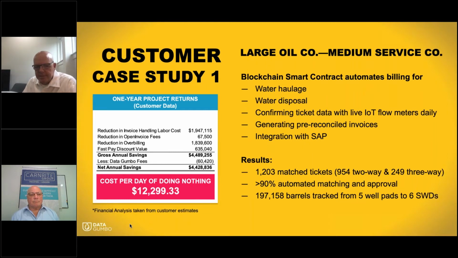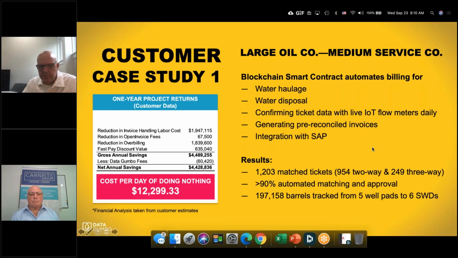So to make this a little bit more concrete, this is an example of a use case we did for the Operators Blockchain Consortium. So we did a value calculator. We always do a value calculator before we start any work, to validate how much money the company could save. There's a company who sponsored this as part of the consortium.